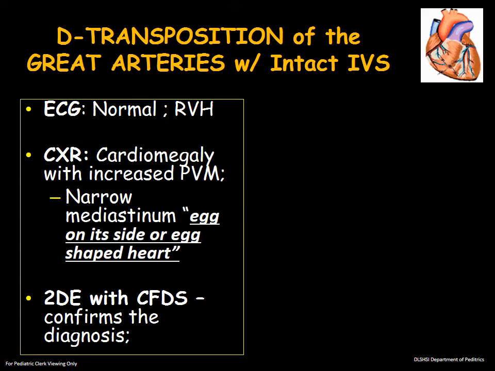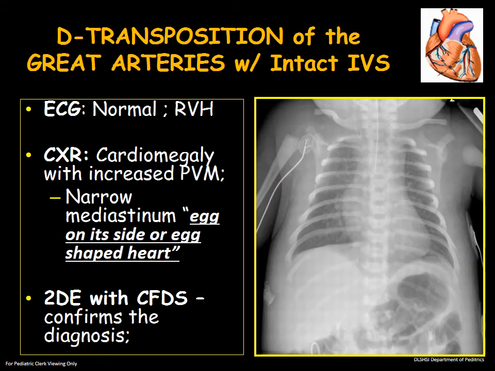Your ECG findings can be normal or can show right ventricular hypertrophy. Your X-ray usually shows cardiomegaly with increased pulmonary vascular markings. There is a narrow mediastinum known as the egg on a string, or the egg-shaped heart, and your 2D echo will confirm the diagnosis.